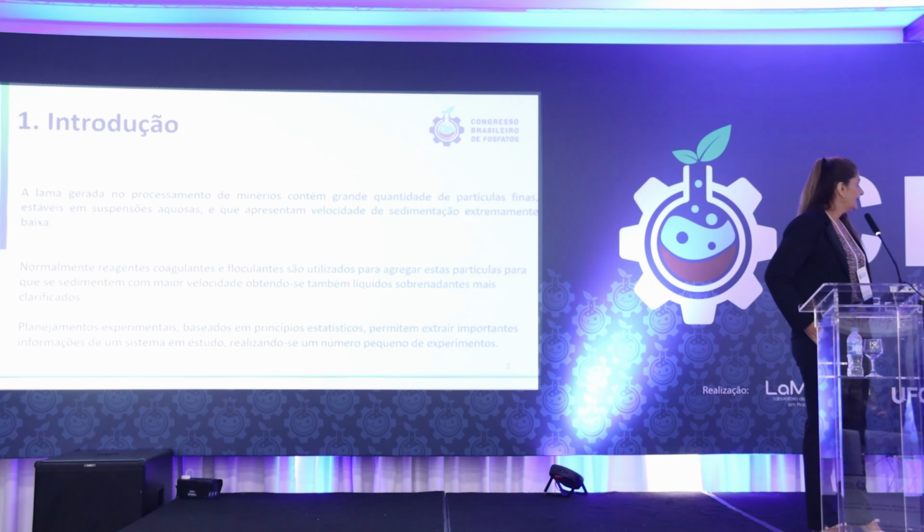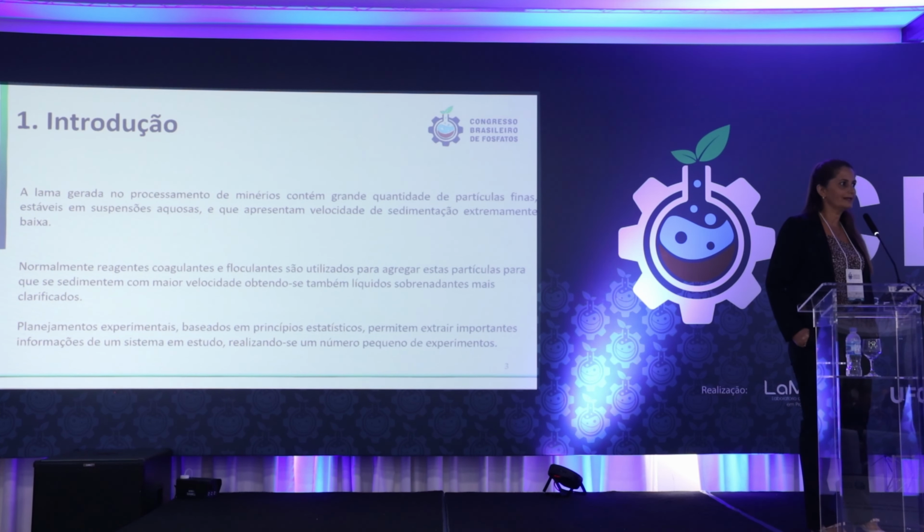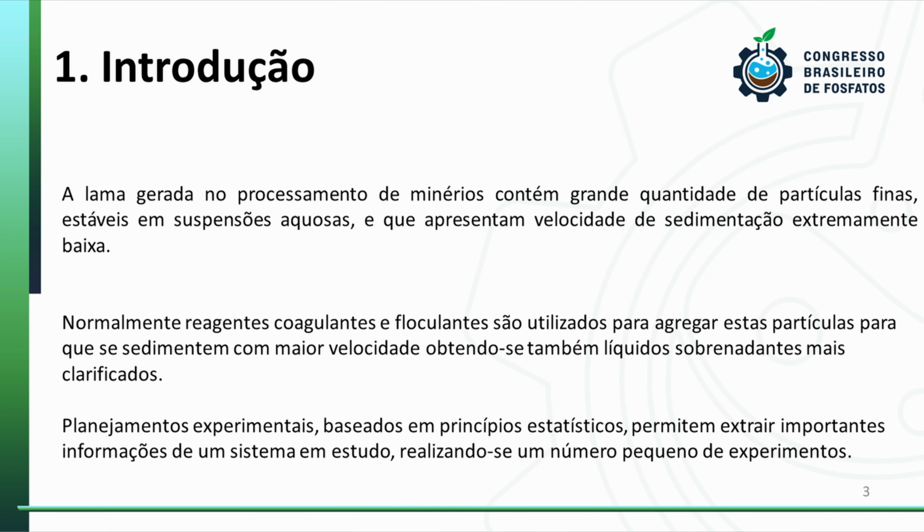This sludge contains a lot of fine particles, and when it's in water, the fines remain in the water. Normally, we work with coagulants and flocculants to promote sedimentation, because these particles are stable in the water, and I need these fine particles to become sedimented. How do we do that? By using reagents. And I worked with experimental planning based on statistical principles.